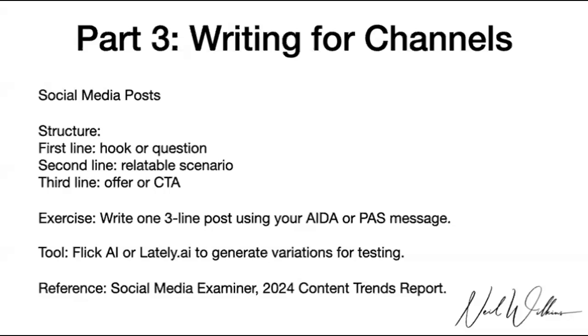So write one three-line post using either your AIDA or your PAS message and see if you can get this into this structure for your social media. A three-line post: the hook or question, the relatable scenario, and then the offer or the call to action. Now, you can generate different variations of this. It's unlikely you're going to hit the ground with an absolutely perfect answer the first time round. So maybe you can use Flick AI or Lately.ai to generate some variations, which you can then test.